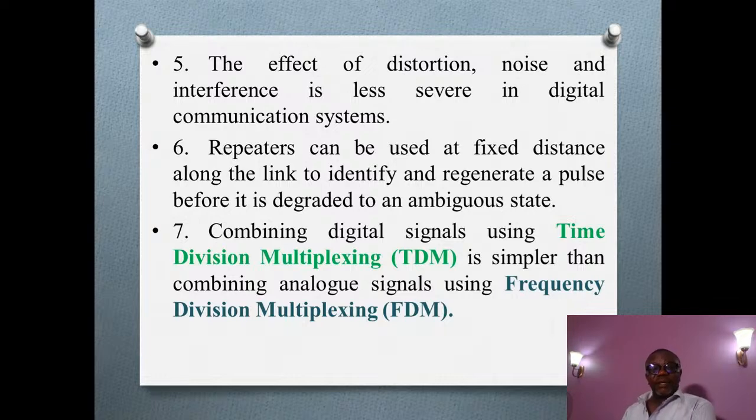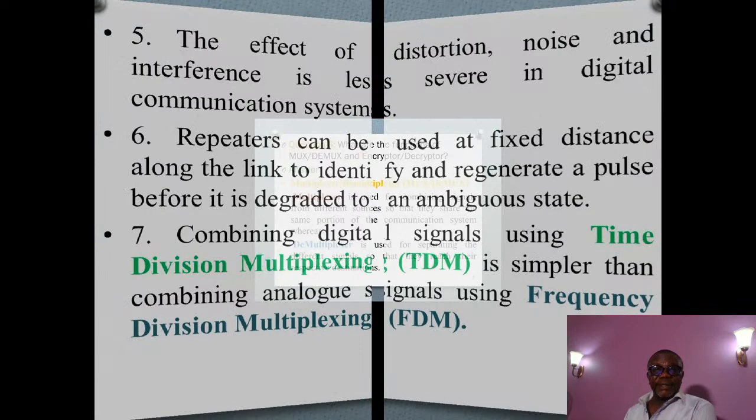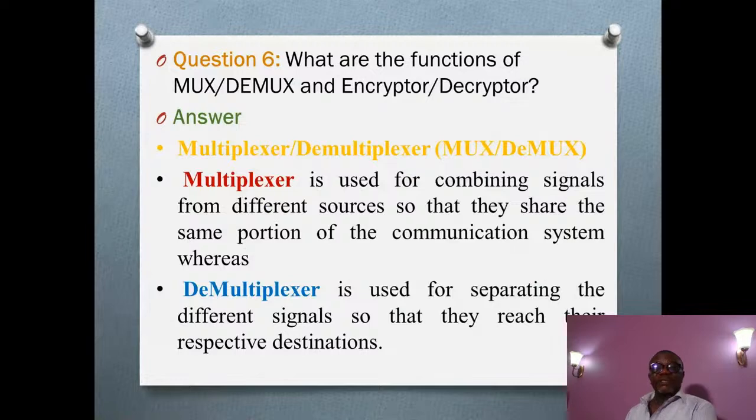And seventh, combining digital signals using time division multiplexing (TDM) is simpler than combining analog signals using frequency division multiplexing. As we go on, we will see multiplexing and questions in multiplexing and be able to explain this number 7 better. So, question 6.